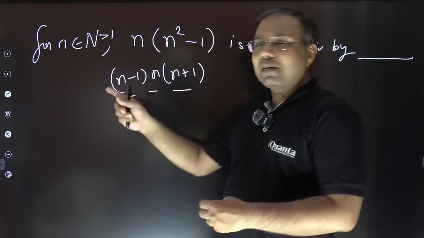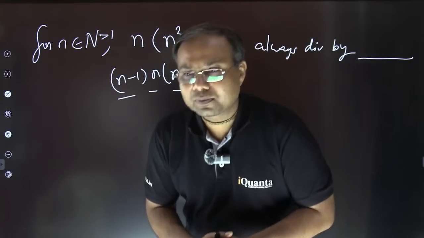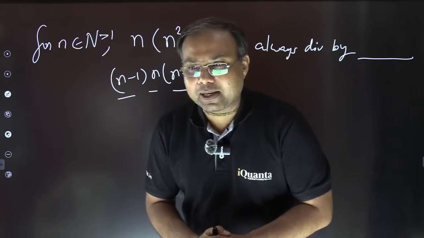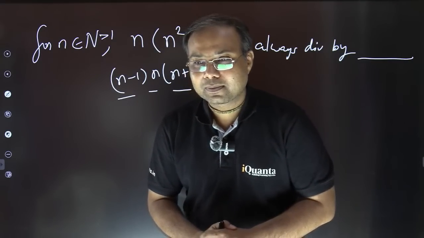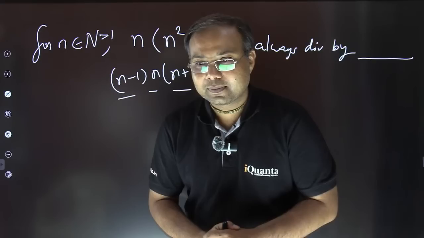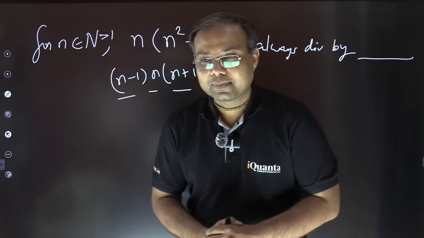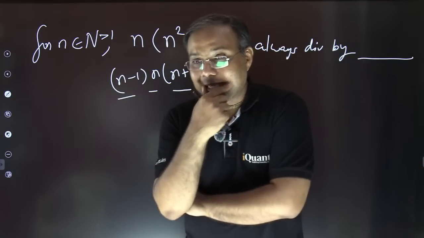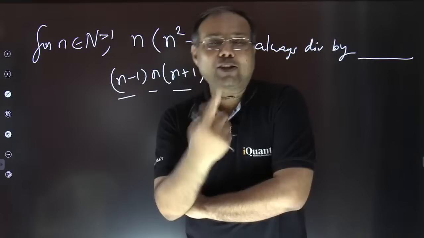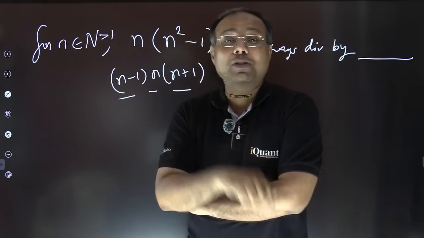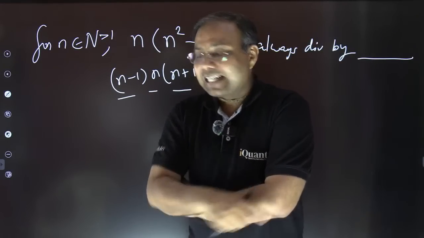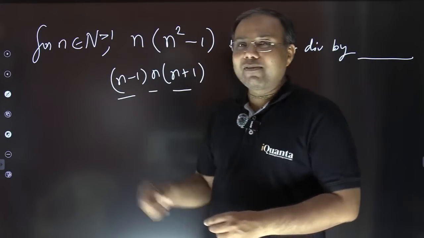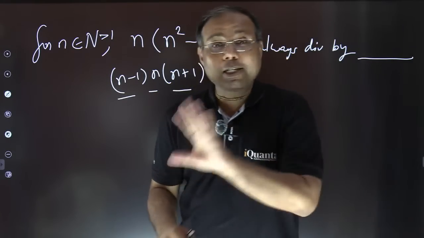How many of these numbers will be divisible by 2? Please tell me. Yes, it is 1 or 2. एक तो पक्का होगा ही होगा, but 2 भी हो सकते हैं. क्या तीनों 2 से divisible हो सकते हैं क्या? Is it possible that all 3 are divisible by 2? Certainly not.